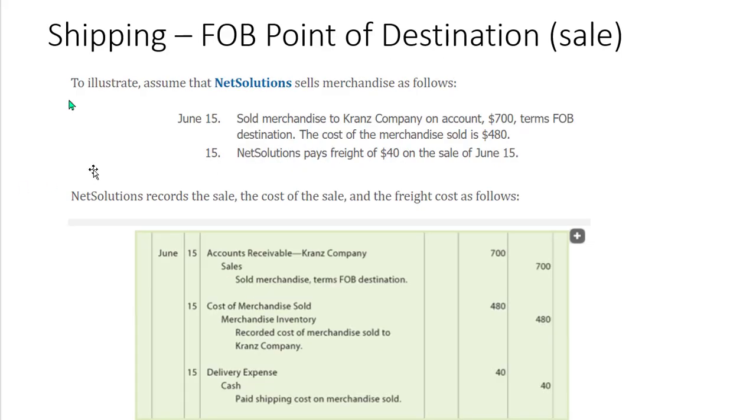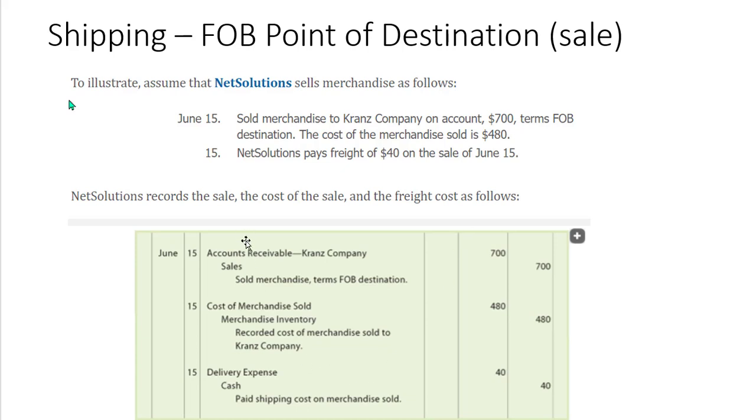Now here's FOB. We've got a sale, and the shipping is FOB, point of destination. So we are selling it, and it doesn't become the buyer's property until it arrives at the buyer's business, on their dock. So we would be responsible for the sale. And we sold merchandise to this Krantz company on account, $700, terms FOB destination. The cost of the merchandise sold was $480, and Net Solutions pays the freight of $40 on the sale from June 15th.